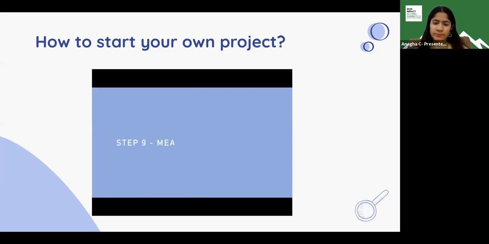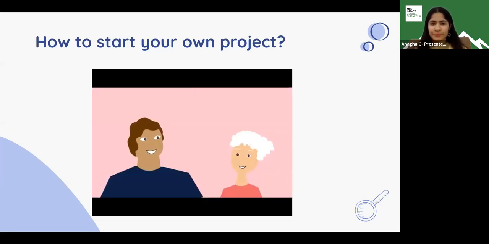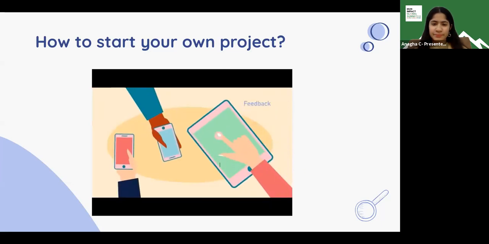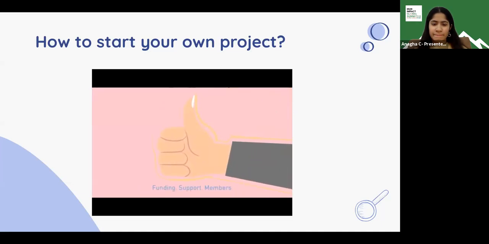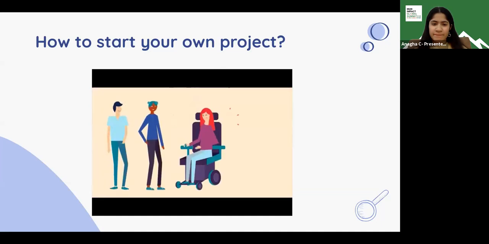How did your project go? Step 9. Measure your success. It's a good idea to ask people who took part in your project for feedback and ideas for improvements. You can use this information to improve your project and tell your story to help get more funding, support, or community members involved.